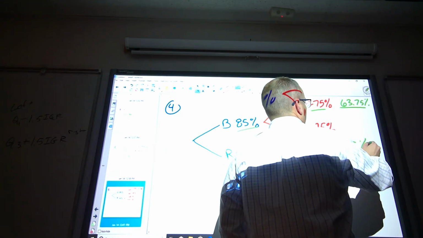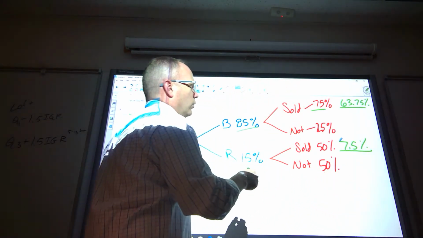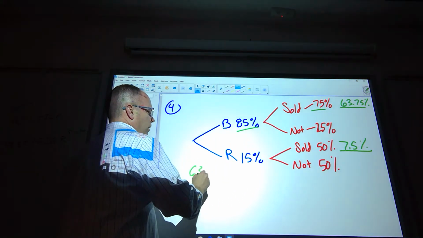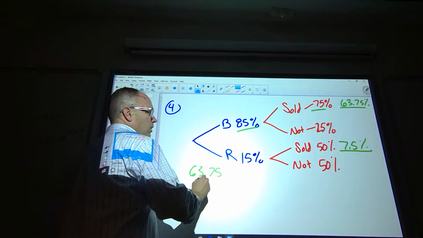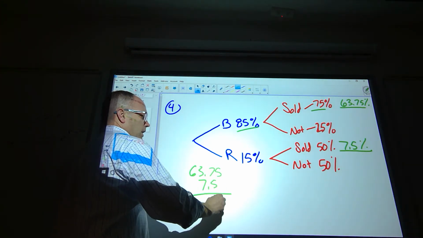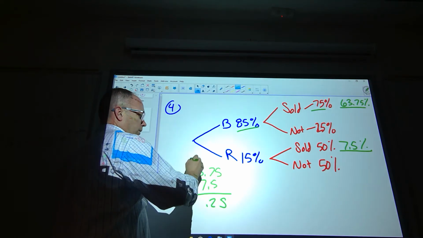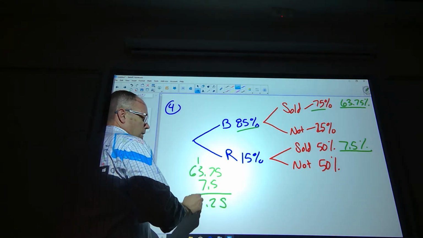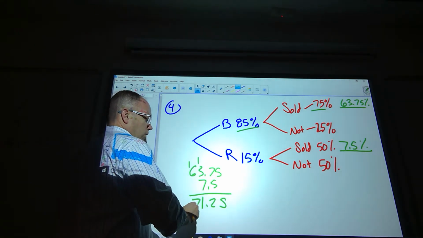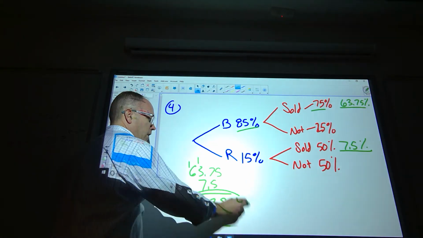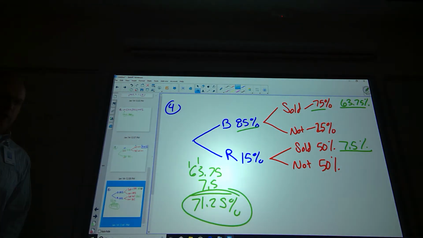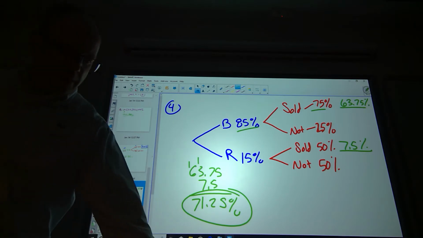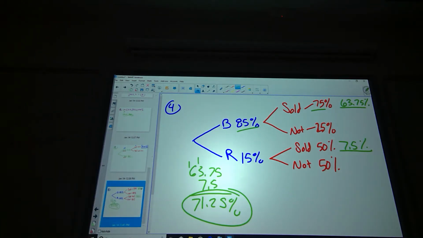So what percent of animals were sold? Well, I'm going to add those two together. 63.75 plus 7.5. Bring down the 5, that's a 12. Put the decimal down, carry that up. That's 11, carry the 1. So 71.25% of our inventory sold. We seem to be okay.